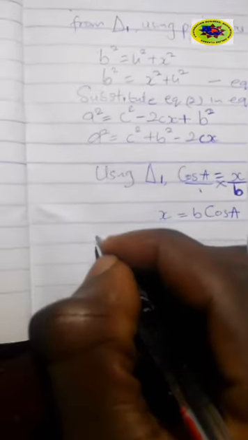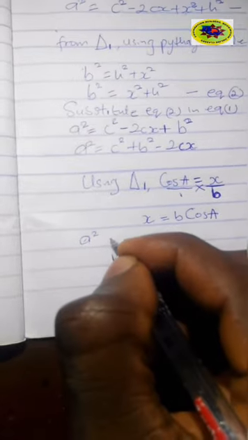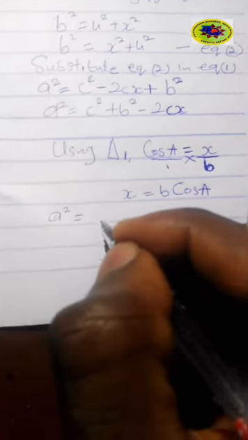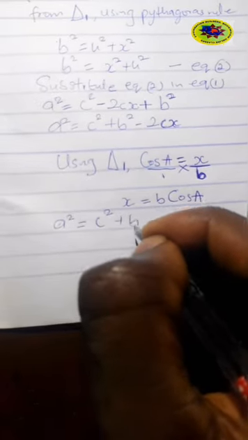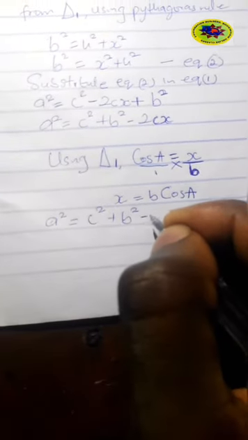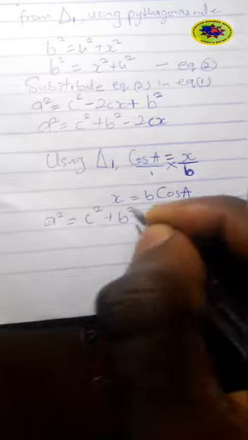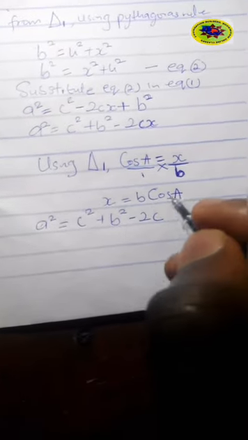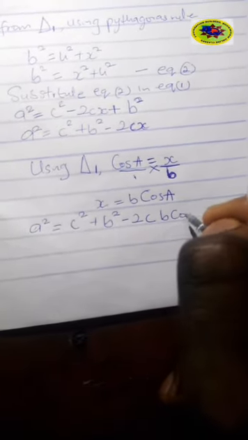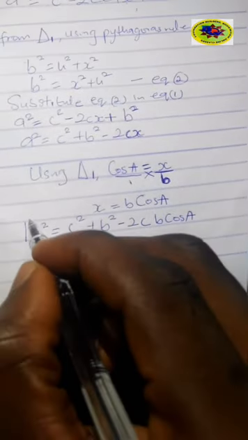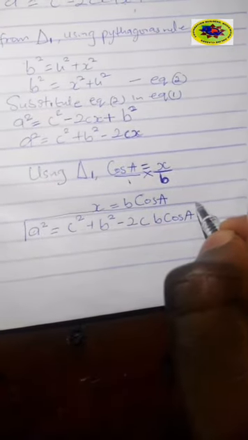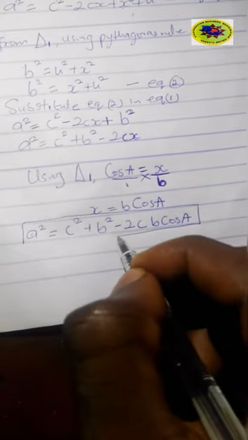That will give you a square is equal to c square plus b square minus 2c. Instead of writing x, you write b cos A. This is the derivation of the cosine rule.